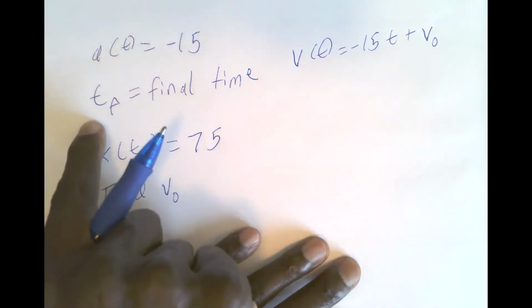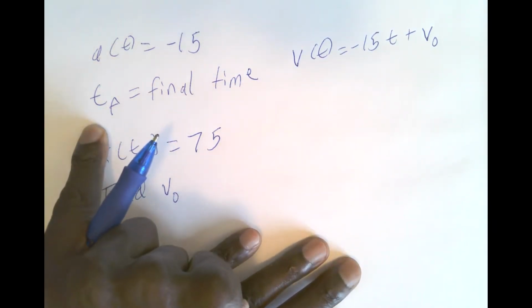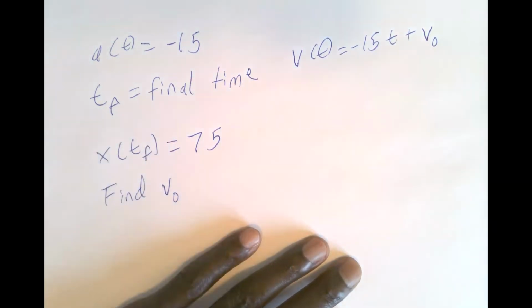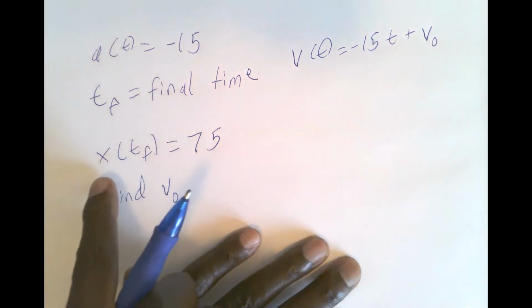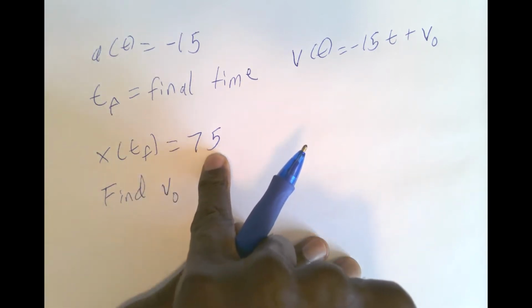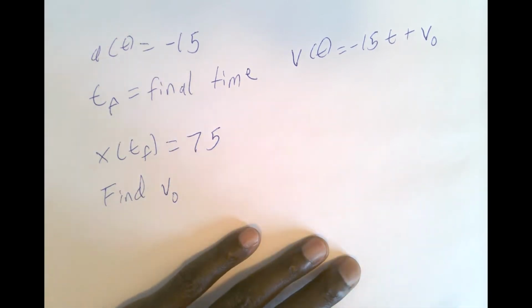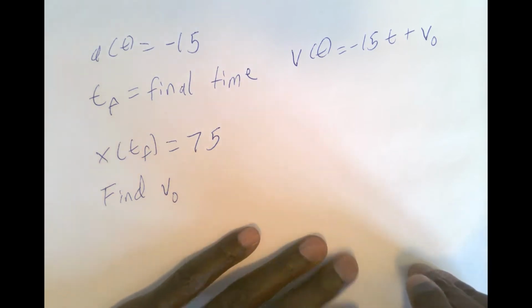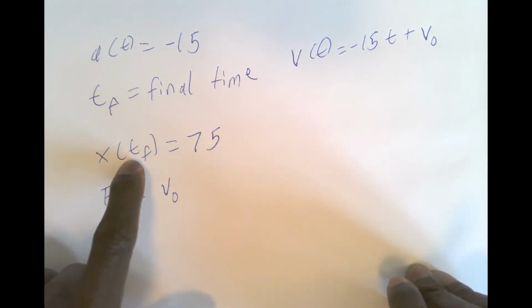Now, I have this t sub f, which is the final time. And I know a couple of things about t sub f. I know the position function at t sub f is 75. But there's another thing I also know at t sub f. t sub f is the final time. That's when the car stops. So when a car stops, the velocity is 0. So I also know the velocity at t sub f.